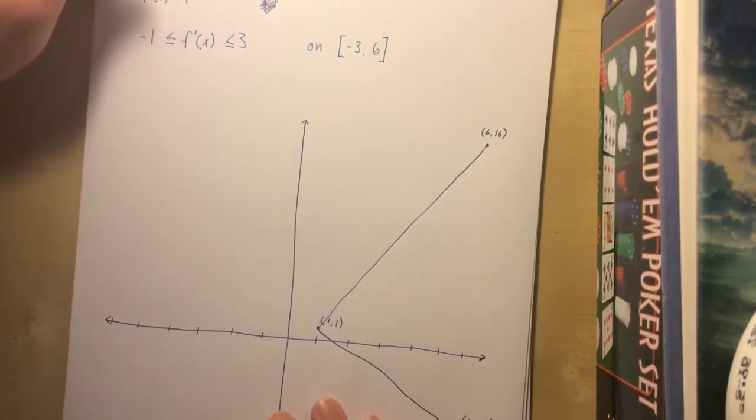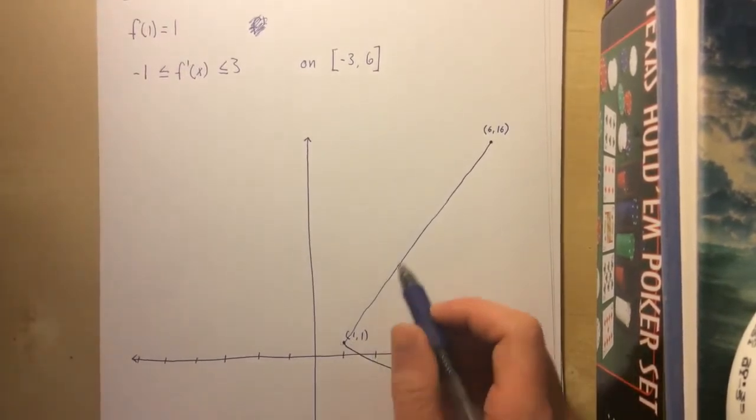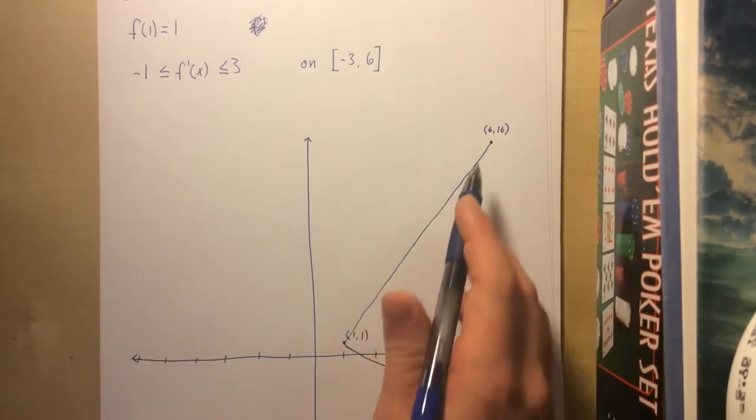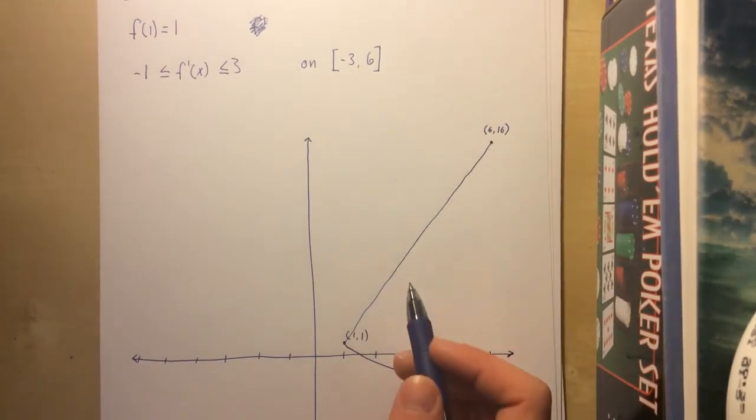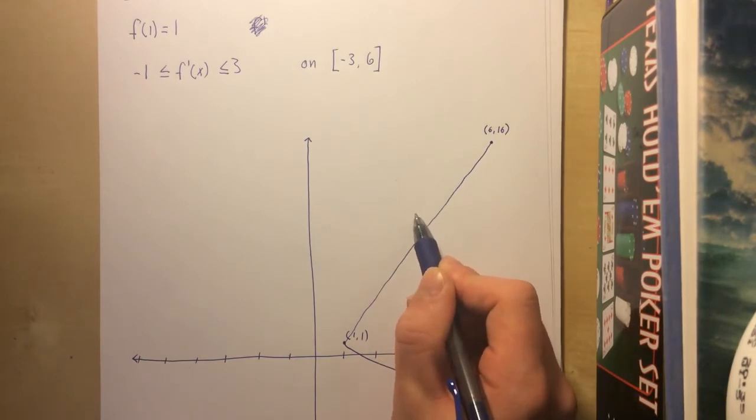So we don't know what the derivative is. We just know that these are the limits. These are the absolute worst case scenarios. There's no way that we can get a point out here.